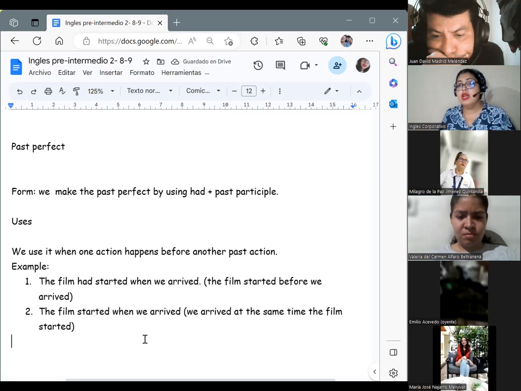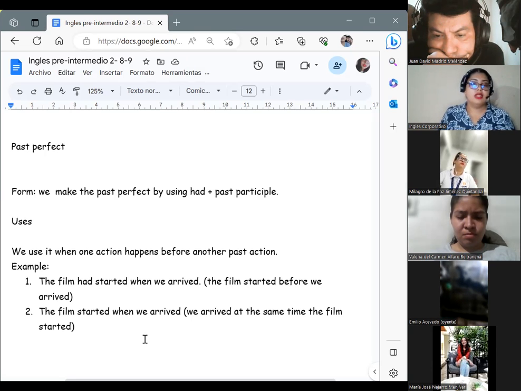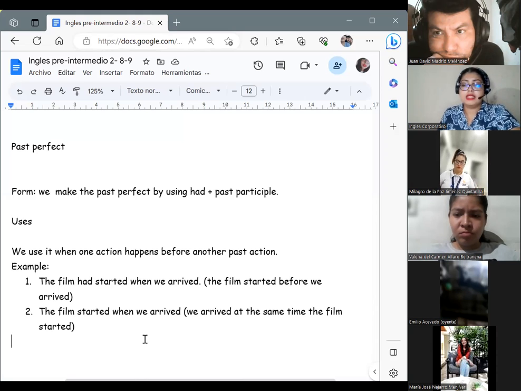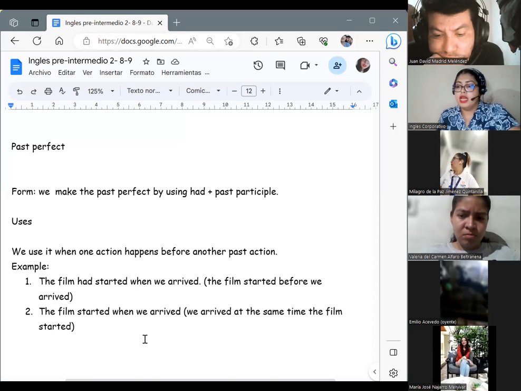En este caso, no estamos utilizando la estructura del pasado perfecto. In this case, we're just using simple past. The film started when we arrived. This means that we arrived at the same time the film started. Llegamos al mismo tiempo en que la película estaba comenzando. Pero llegamos a donde. Puede que hayamos llegado al lugar, pero no justo donde se estaba proyectando la película. Porque obviamente nos estamos refiriendo a que la película ya había comenzado cuando nosotros llegamos. Entonces ya se estaba proyectando. In this case, we are going to use time expressions such as before, by the time, and when.